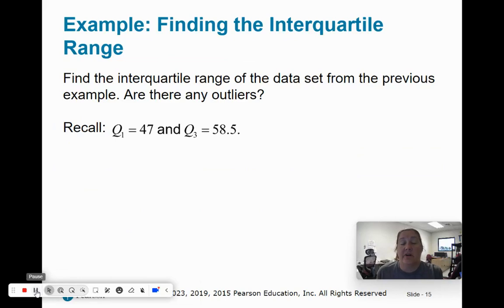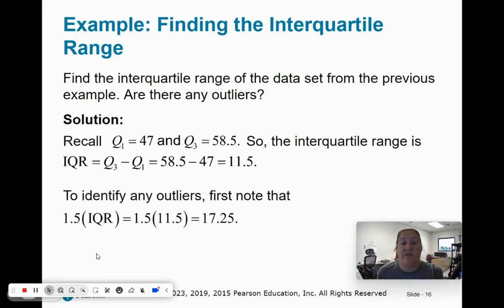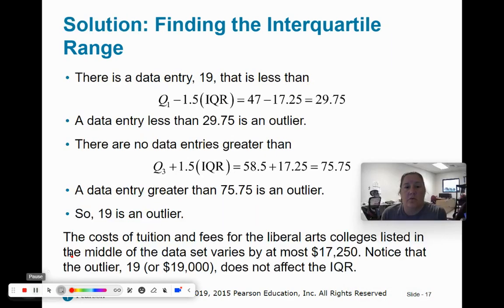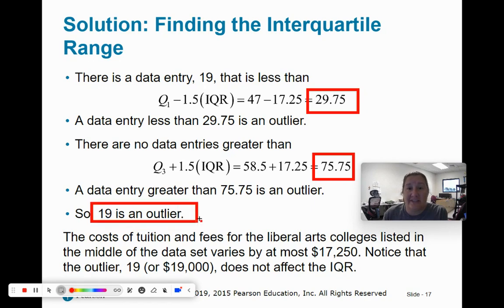So let's recall that when we were doing college tuitions, the first quartile and third quartile are the following. We find their difference, which is 11.5. Then we multiply that difference times 1.5, getting 17.25. We find the very bare minimum and maximum before you can determine an outlier. We find out that in the original data, $19,000 is not common for liberal arts colleges, and so we state that.